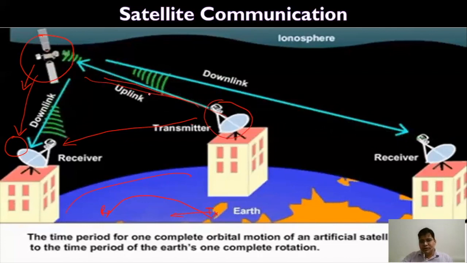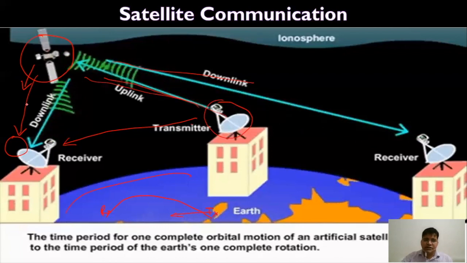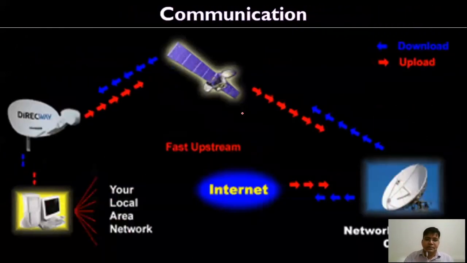These are the EM signals. Electromagnetic energy is being transmitted towards the satellite, and electromagnetic energy is being sent back to the receiver side from the satellite. So all the things are happening with the help of electromagnetic energy. So this is again an example of satellite.